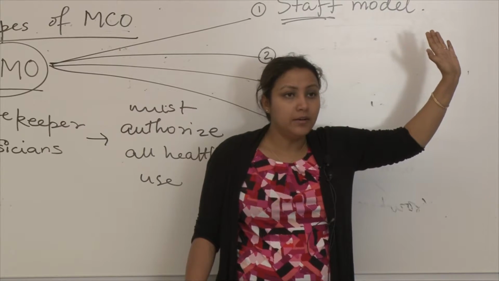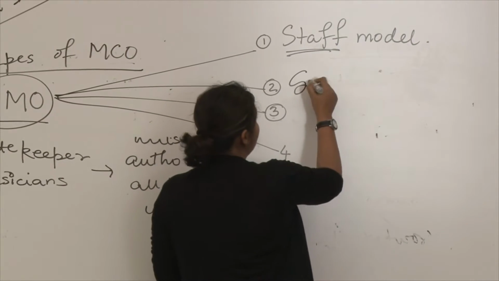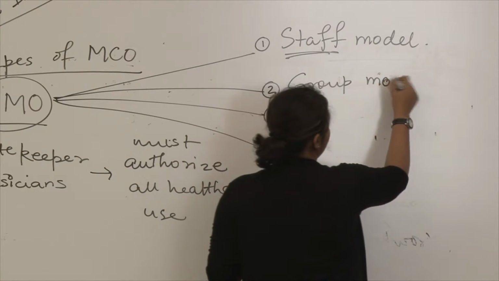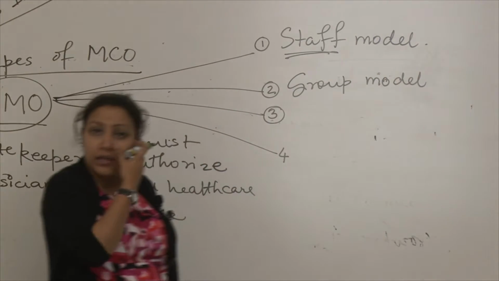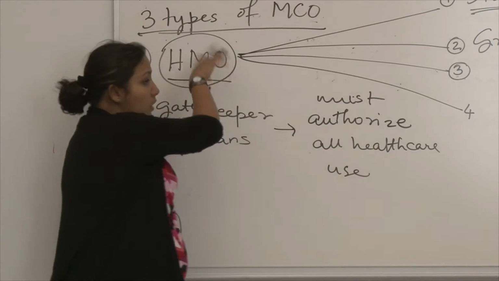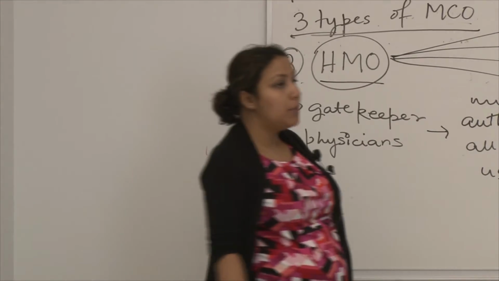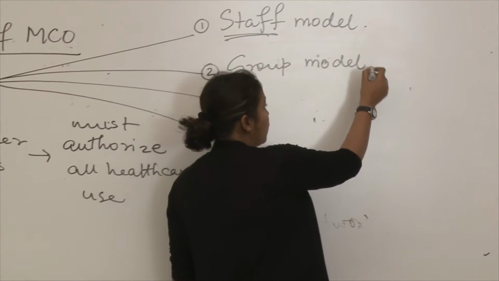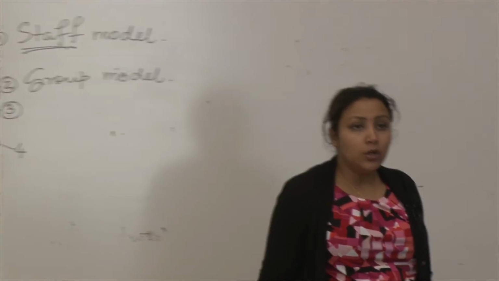Okay? Is that clear? Next, you have the group model HMO. In this case, this particular HMO does not hire a list of doctors, but they enter into some kind of contract or some kind of negotiation with a group practice of physicians. You know what is a group practice, right? Physicians work in a cluster, like some OBGYN doctors will practice at one place at a clinic, or some dermatologists or some eye specialists will all sit in one clinic, right? That's a group practice. You guys know that better than me.